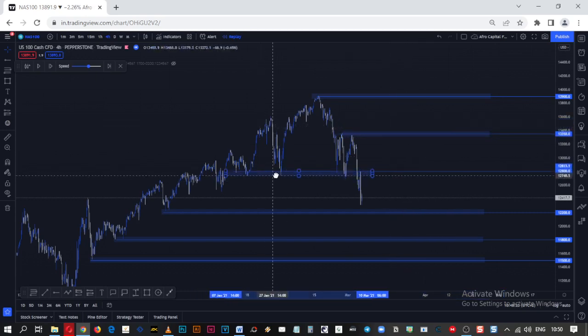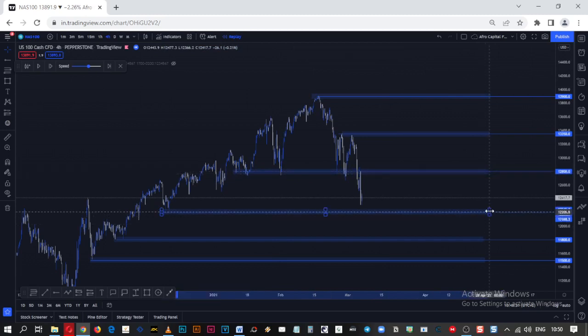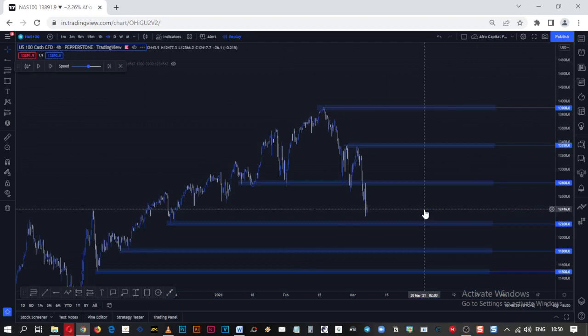Remember, all our zones are equal. It is not a prerequisite for zones to be equal. You can have a zone which is wider than the other one, but as long as you know that, okay, now this is the zone which you're looking for. Yeah, we have plotted our zones.